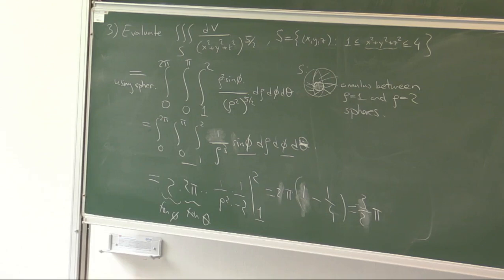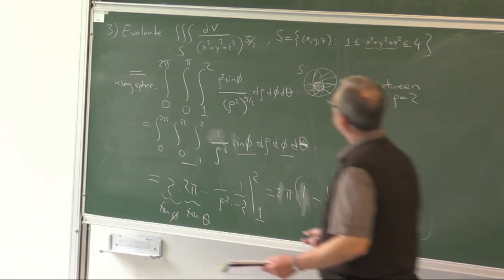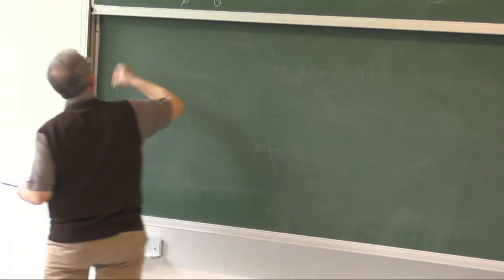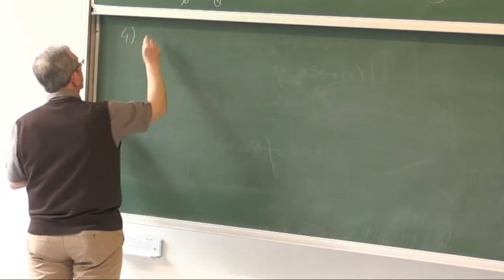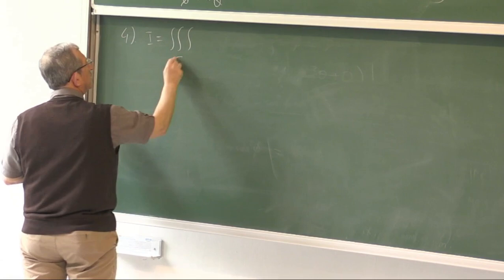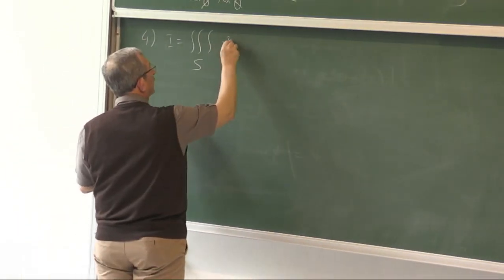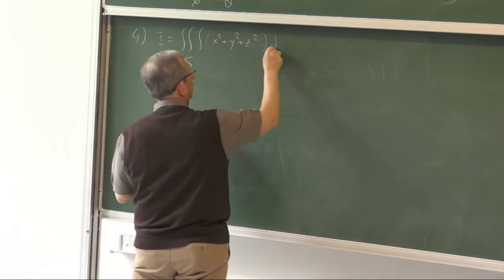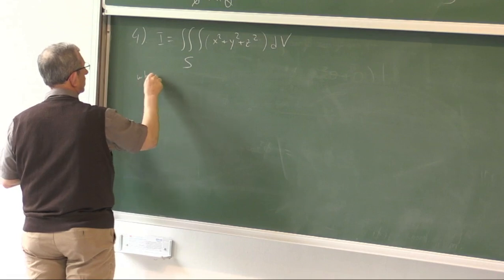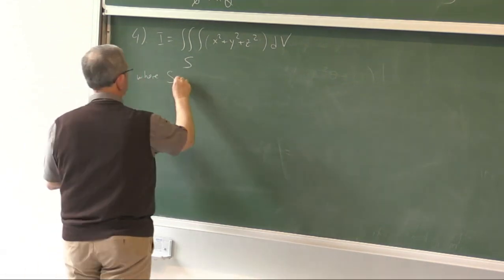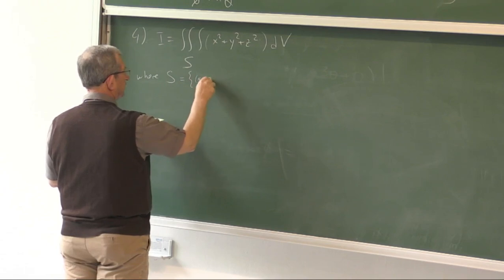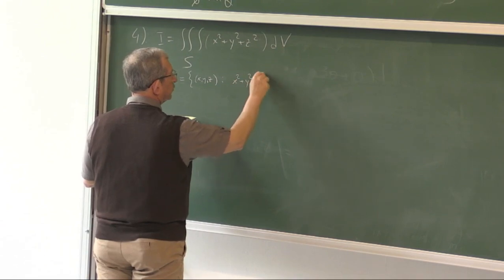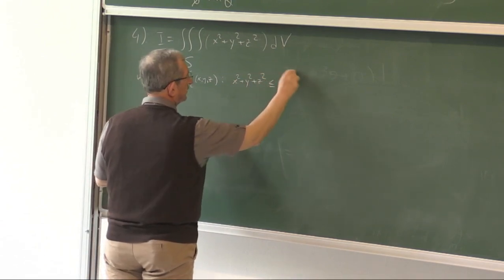Well, now let us consider a slightly different example. Okay, the integral is the integral over S of x squared plus y squared plus z squared dv, where S is given by the set of x, y, z such that x squared plus y squared plus z squared is less than or equal to z this time.